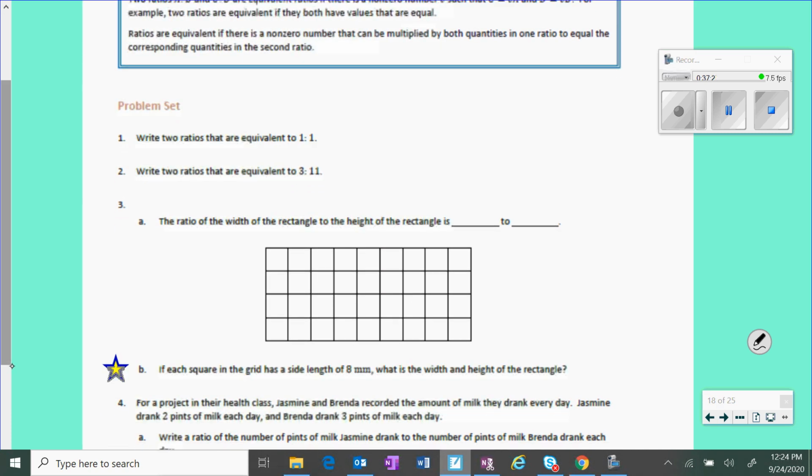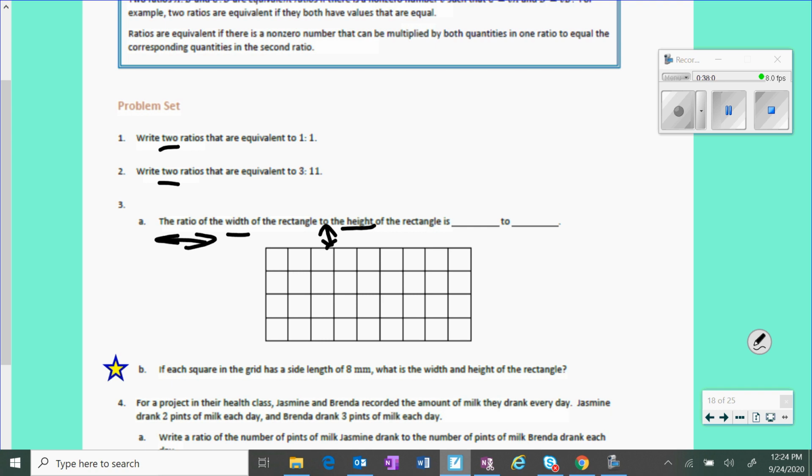One of the big things that students miss on this one is they're not reading what they're supposed to do. Write 2 ratios that are equivalent. Write 2 ratios that are equivalent. So if you only do one, do you get full credit? No. Thank you. This one, ratio of width to height. Width goes which way? Left or right? Height goes which way? Up, down. So, should my numbers be in the correct order? Yes. Does it matter? Yes.